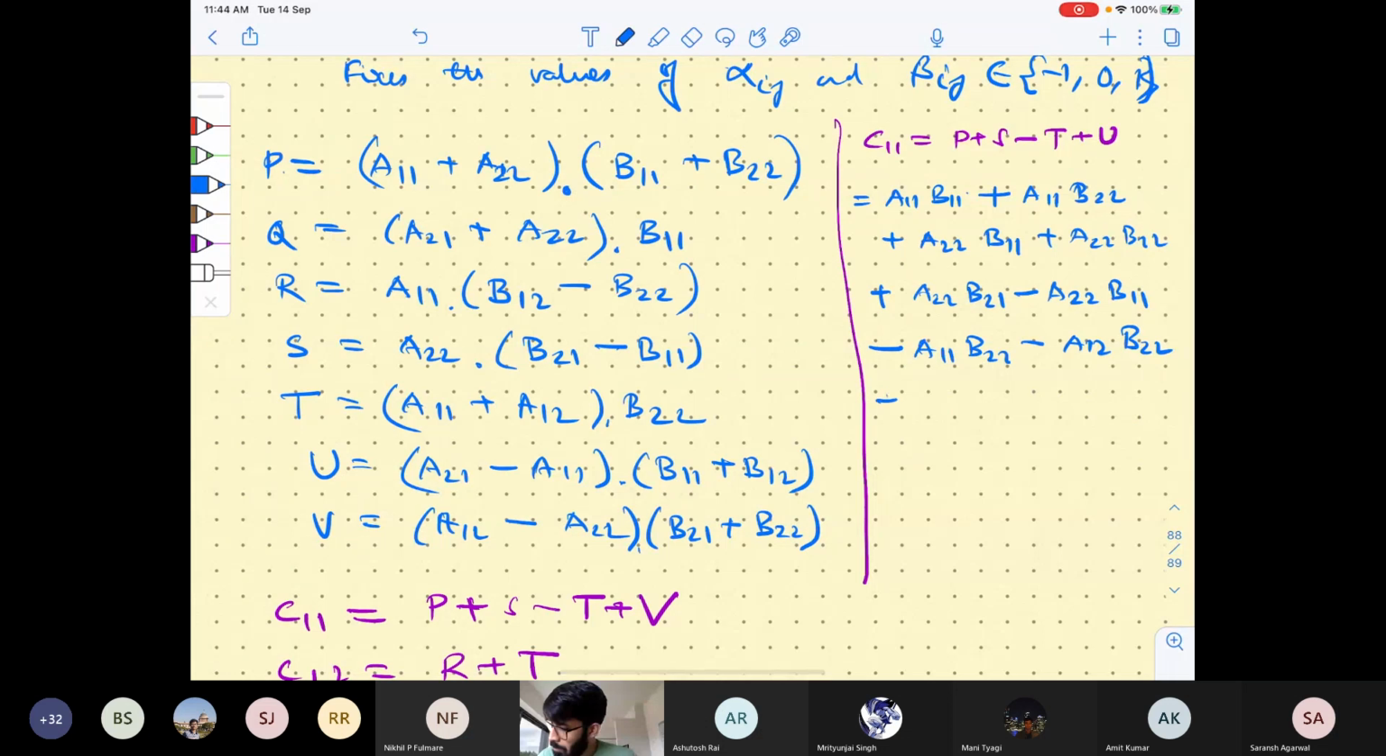So plus V is going to be plus A12 B21 plus A12 B22 minus A22 B21 minus A22 B22. Right, good. So plus A22 B22 minus A22 B21 should also get cancelled somewhere. Minus A22 B21, A22 B21. A12 B22 should be there, I guess. A12 B21, A12 B22.